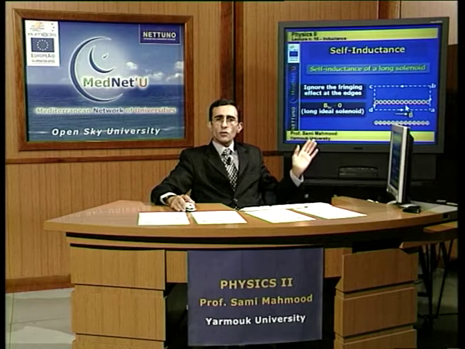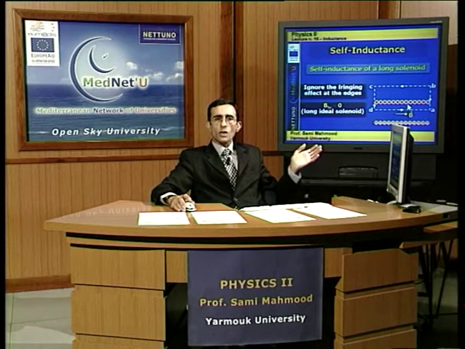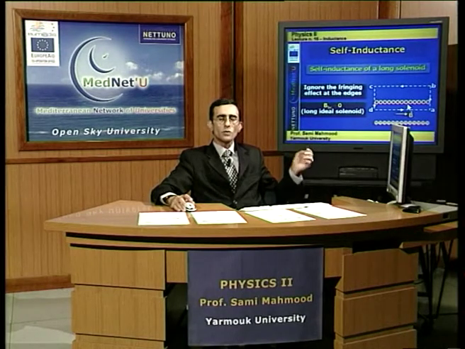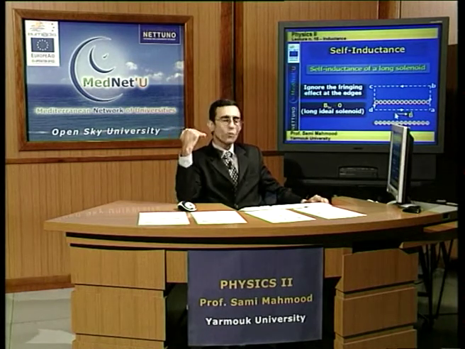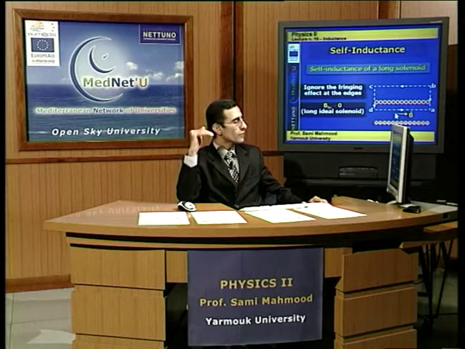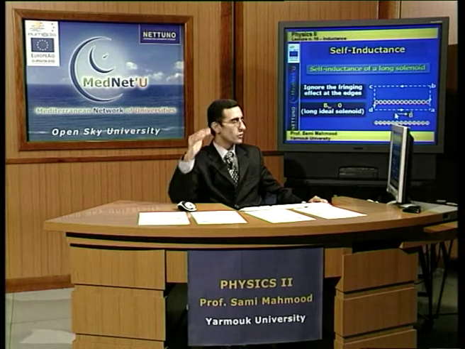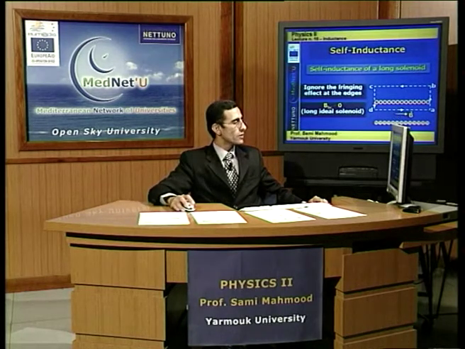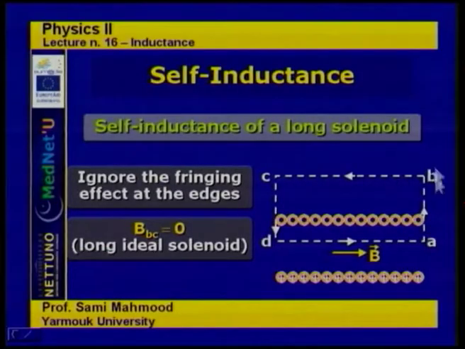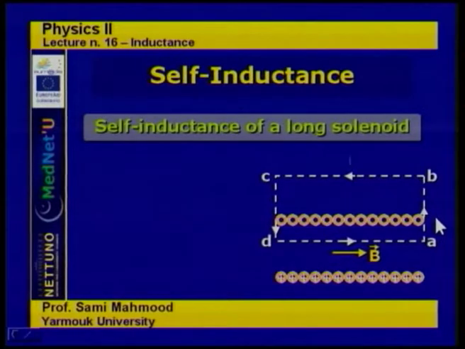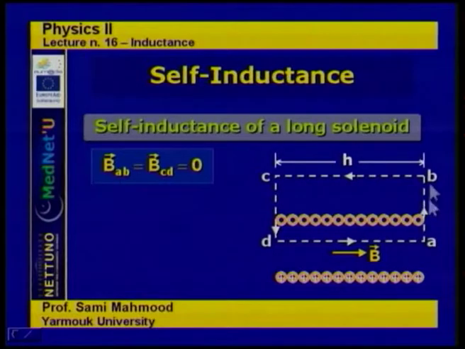In general, B2 and B1 are not equal, and the only solution that B2 minus B1 is equal to 0 for general B1 and B2 is that B1 itself is 0 and B2 itself is 0. That means B outside the solenoid is equal to 0, and this is correct for an ideal long solenoid. This condition is true for an ideal long solenoid. So B outside is 0, and B along the edges AB and CD is also 0.